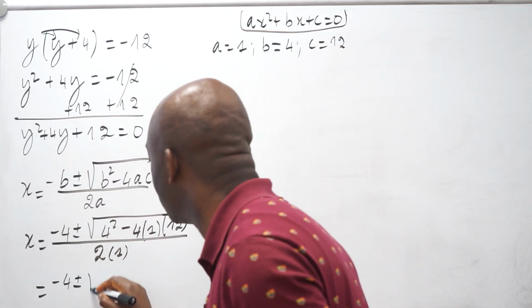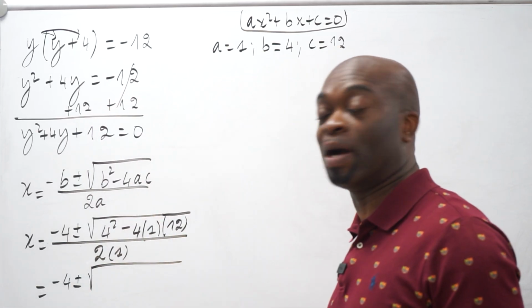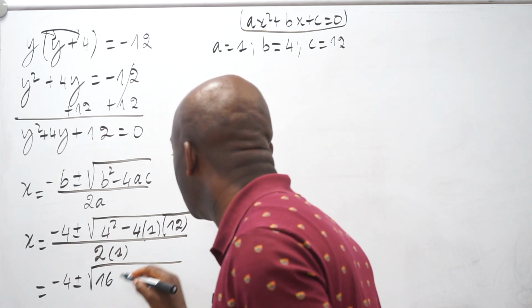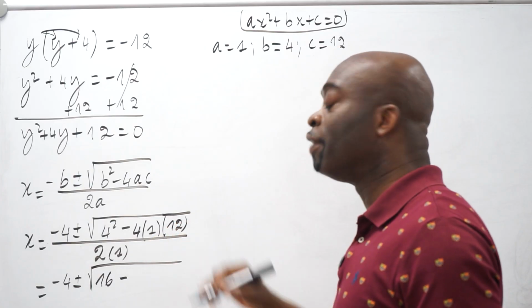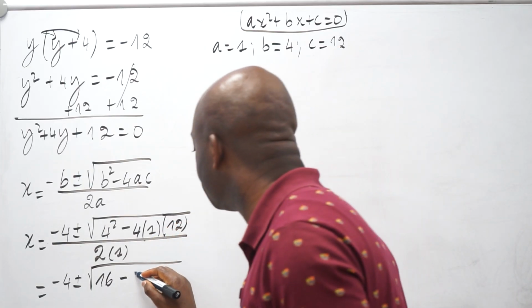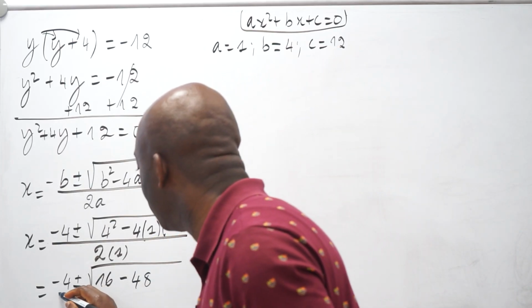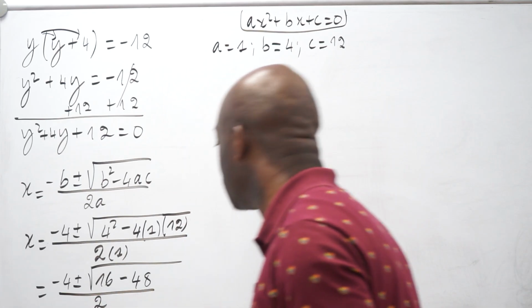Once we get that, we have negative 4 plus or minus. We end up with 4 to the second power, which is 16, minus 4 times 1 is 4, and 4 times 12 gives us 48, divided by 2 times 1, which is 2.